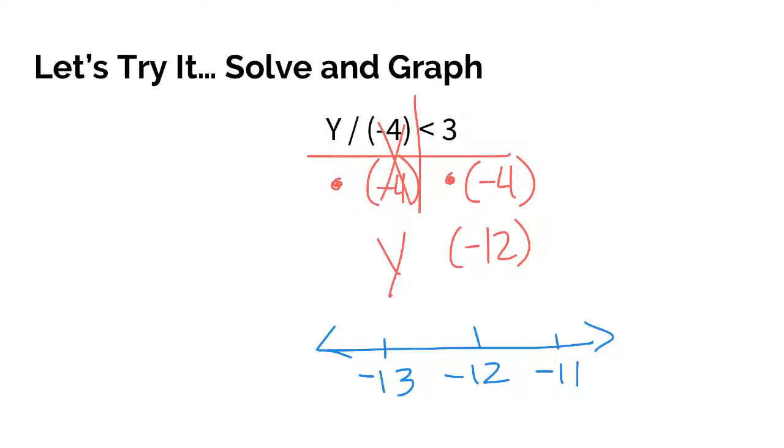To solve this one, I had to multiply both sides by -4. That left y on the left and -12 on the right. Notice this is a negative. Because I had to solve using a multiply by negative number, I have to flip my sign. Y is greater than, but not equal to, so I have an open dot, -12.